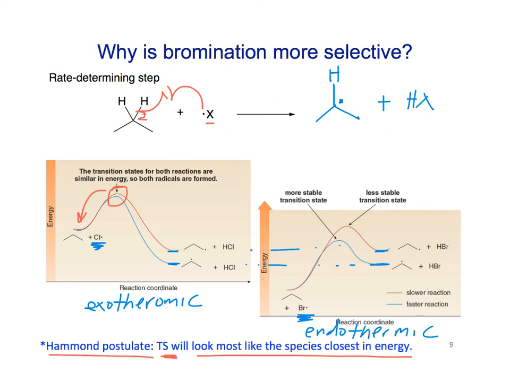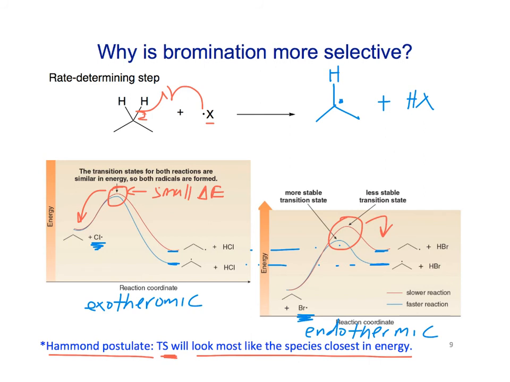So in the exothermic reaction with chlorine, the transition state is going to look more like the reactant. But both of these reactions start with the same reactant. And so there's a very small energy difference in the transition states for the chlorination reaction. Whereas for the bromination reaction, the transition states are going to look like the products because it's an endothermic step. This is like the carbocation reaction. And because we have a bigger gap in the difference in energies between the two radicals, we have a bigger gap between the energies of the transition states.